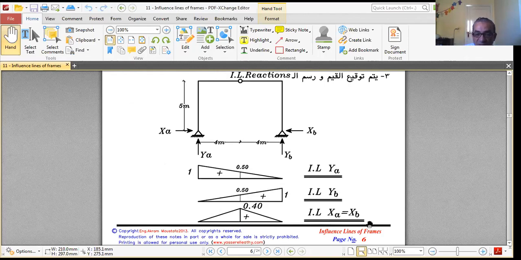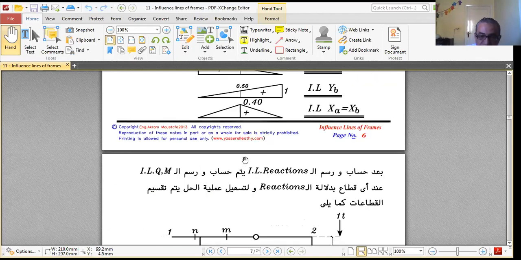Influence line of XA or XB: when the load is here, it is 0, when the load is on the intermediate hinge, it's plus 0.4, when the load is at B it equals 0. So 0 to 0.4 to 0. So this is the influence line of XA or XB.